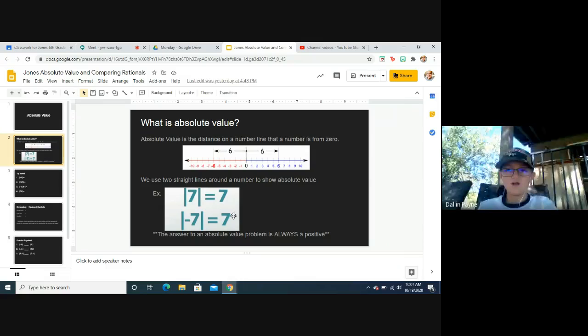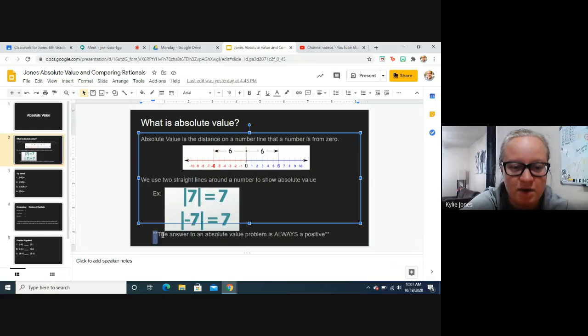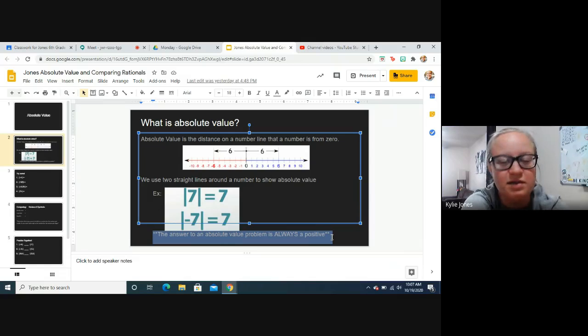Oh, so that's all you have to do? Basically, yeah. Basically, all you're doing is making the number positive. And if it's positive already, it just stays positive. So the key here is this bottom part right here, where it says the answer to an absolute value problem is always a positive number. Because when you talk about the distance something is from 0, you're always just going to count a positive number. Distance is positive, basically.